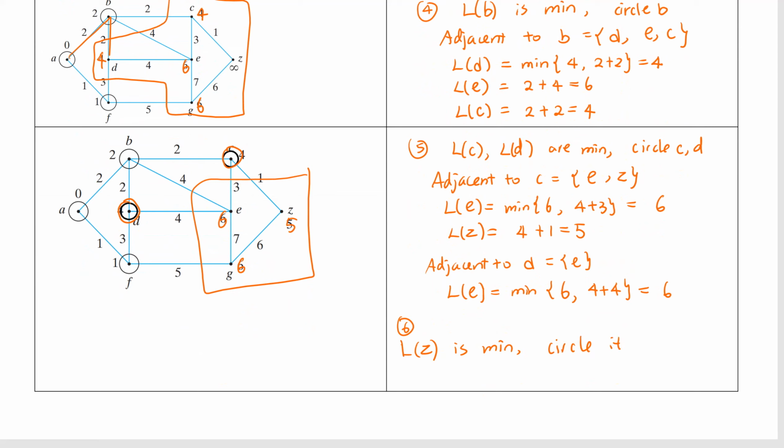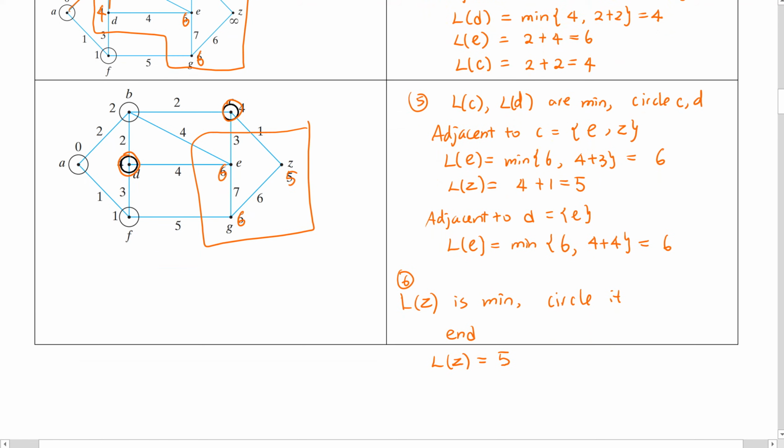Okay, and then we're done because Z is the terminal point we want to get to. We want to have a shortest path, get to Z, and now we have found it. So we can end the process, and LZ is 5. And what is the shortest path?